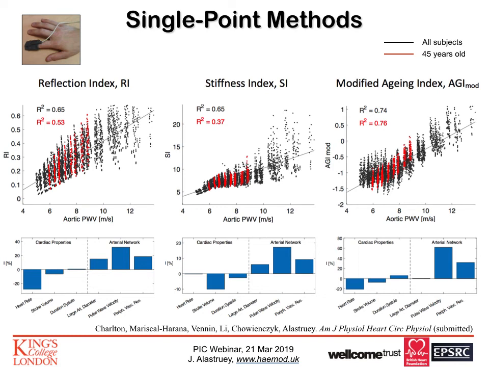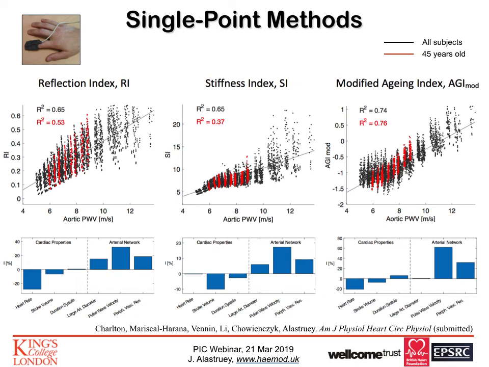The lower plots show the physiological determinants of each index through the relative sensitivity index I. This mathematical index indicates the percentage change in a pulse wave index associated with a change in model input parameter of 1 standard deviation from baseline. We can see that there are several cardiovascular properties, in addition to pulse wave velocity, that influence the indices, such as heart rate and stroke volume.